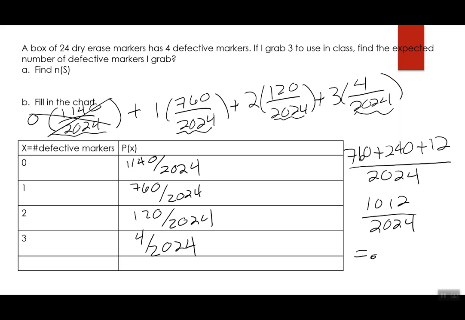which simply comes out to 0.5, which is good news. It says I'm probably not going to have a bunch of defective markers when I get to class. I'm going to be able to write on the board, and we're all going to learn a lot.